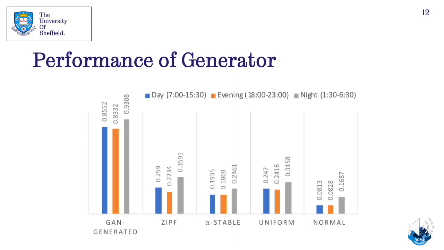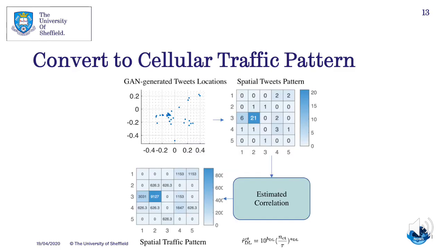And we compare with others: the GAN generated in the daytime, evening, and nighttime, compared with samples of stable, uniform, and normal distributions. We can see the similarity difference, and theirs are pretty low because there's no optimization of the parameters or the distribution. So that's the advantage of GAN.